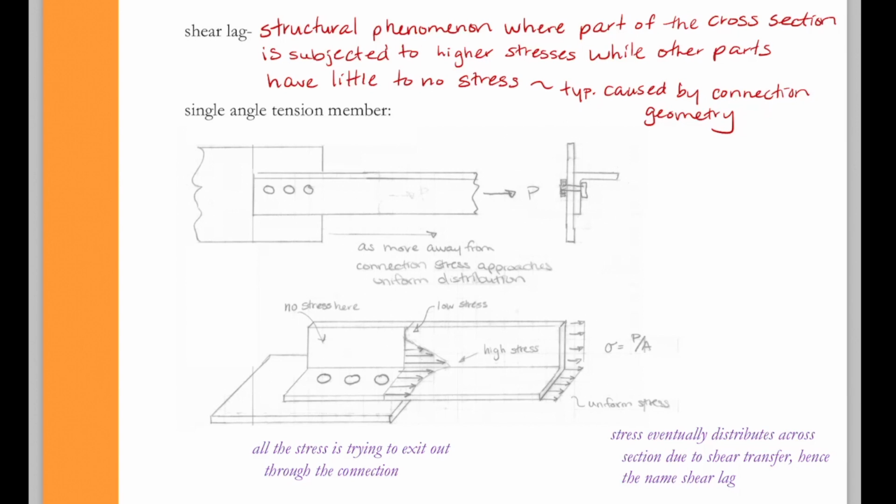However, this stress, as we look further down the member, will eventually transfer to the portions that are not used, and it is transferred due to the forces of shear. And so shear will eventually get that out to the full uniform stress condition at the middle. There's just a lag between the uniform stress condition at the middle and at the connection, and hence the name shear lag.